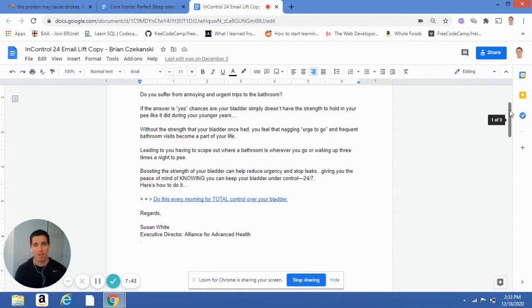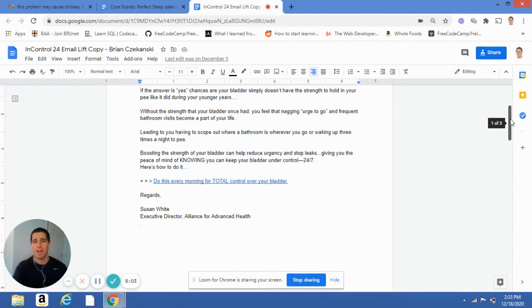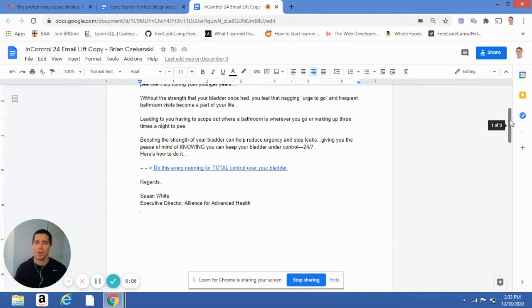For this one, very similar in terms of the formatting. Again, I'm calling out the reason behind that bladder problem. For this one, it's that the muscles within your bladder are weakening over time, and it doesn't have that ability as it once was to hold that in. So you have to go to the bathroom a lot more. And then talking about the fear of having to, wherever you go, always look for a bathroom. You have to get up during the night multiple times.